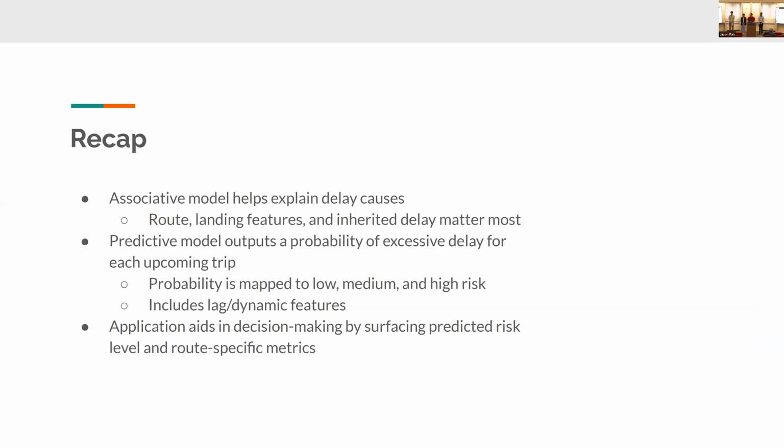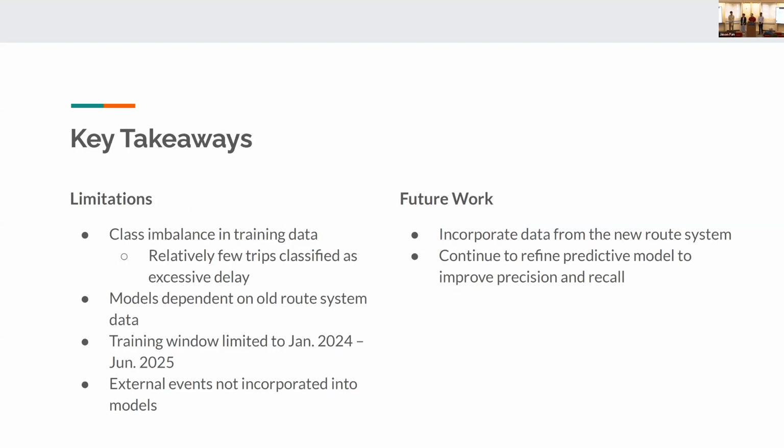Okay, so what have we learned through all this? As Ming mentioned earlier, inherited delay is one of the primary factors here. Delays do compound and propagate throughout the day. This isn't the right slide, but I'll just go over it. Some of the key takeaways: routes with more landings have a higher risk of being excessively delayed.